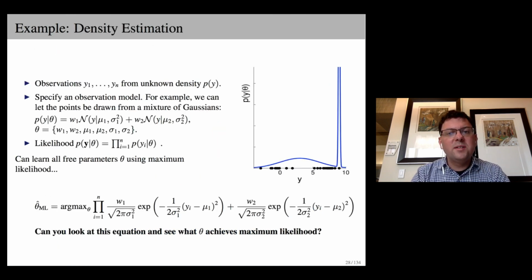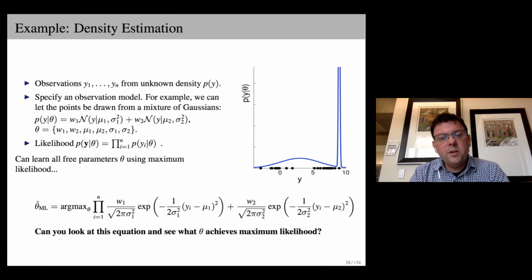Let's consider one more example. Suppose we have observations y1 up to yn drawn from an unknown density p of y. We'll start by specifying an observation model. We'll suppose that the points are drawn from a mixture of Gaussians, and in order to estimate this unknown density, we'll learn the parameters of this mixture of two Gaussians. Parameters here are the weights, the means, and the variances.